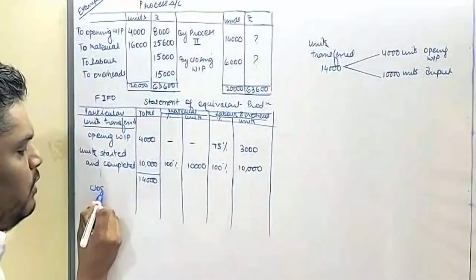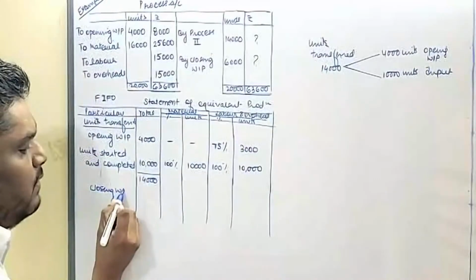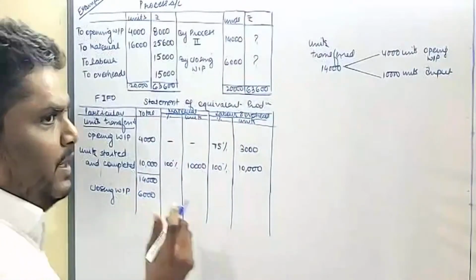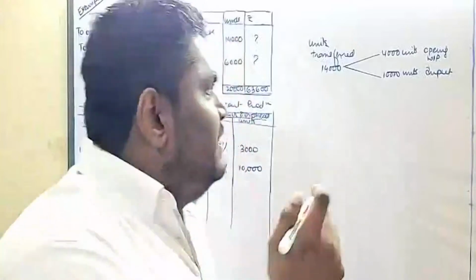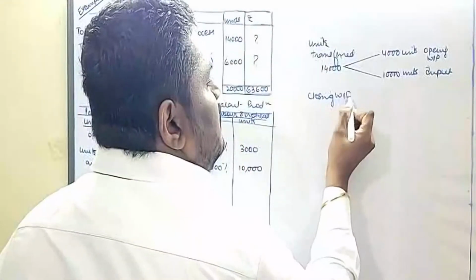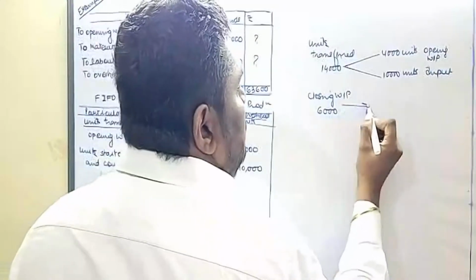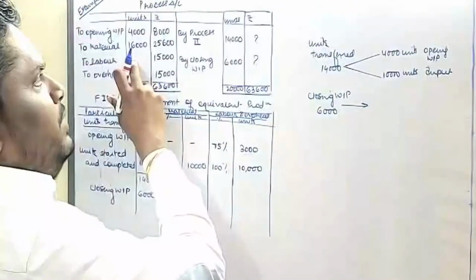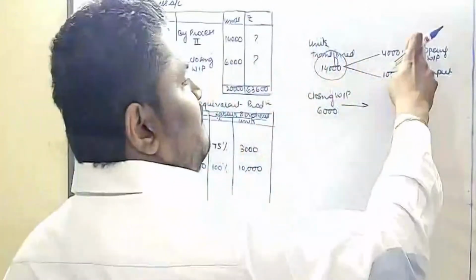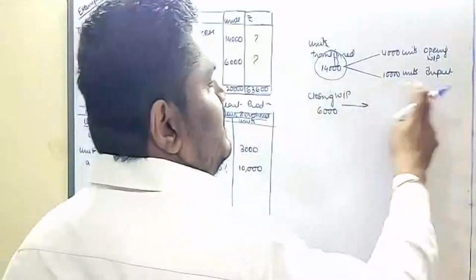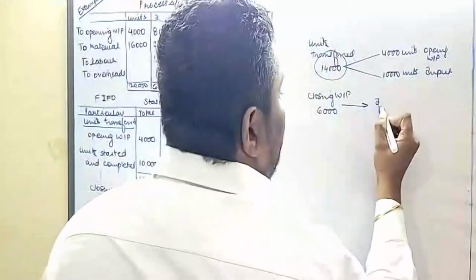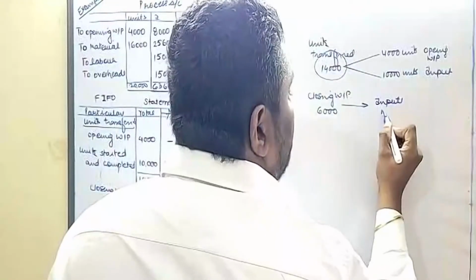Now, let's talk about closing work in progress. The closing work in progress is 6,000 units. These 6,000 units are from what? From the inputs that are made during the year. Because when talking about the units transferred, 4,000 was from opening work in progress and 10,000 was from the input made during the year. So the balance 6,000 units are from where? Inputs made during the year.